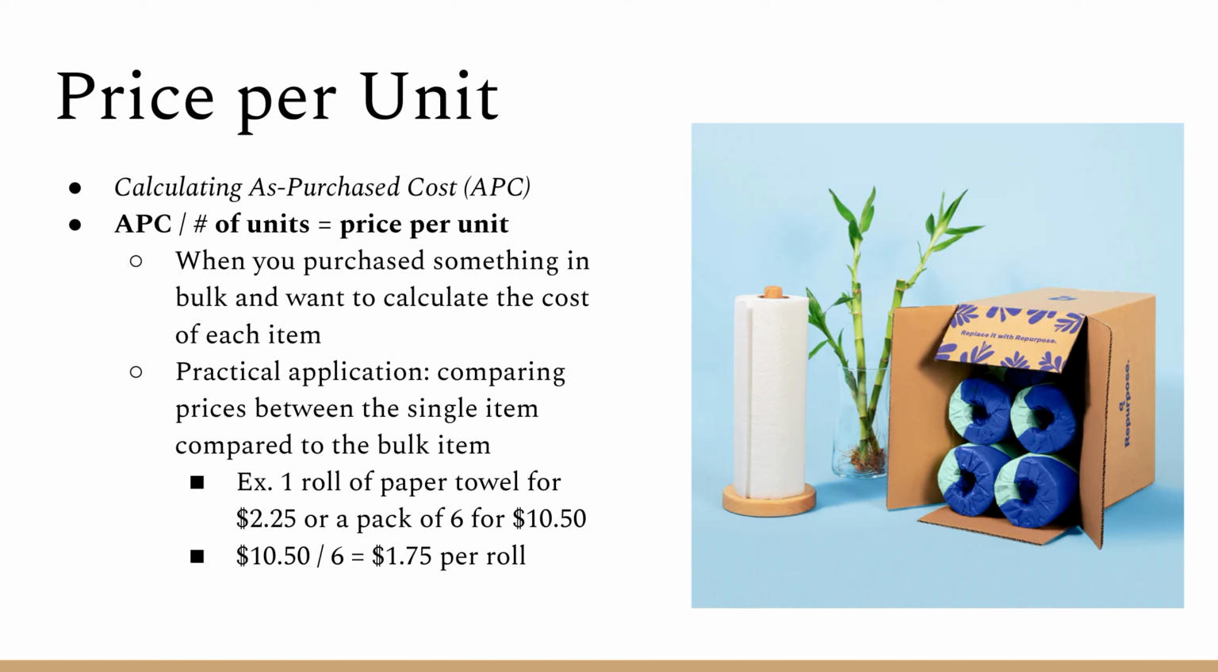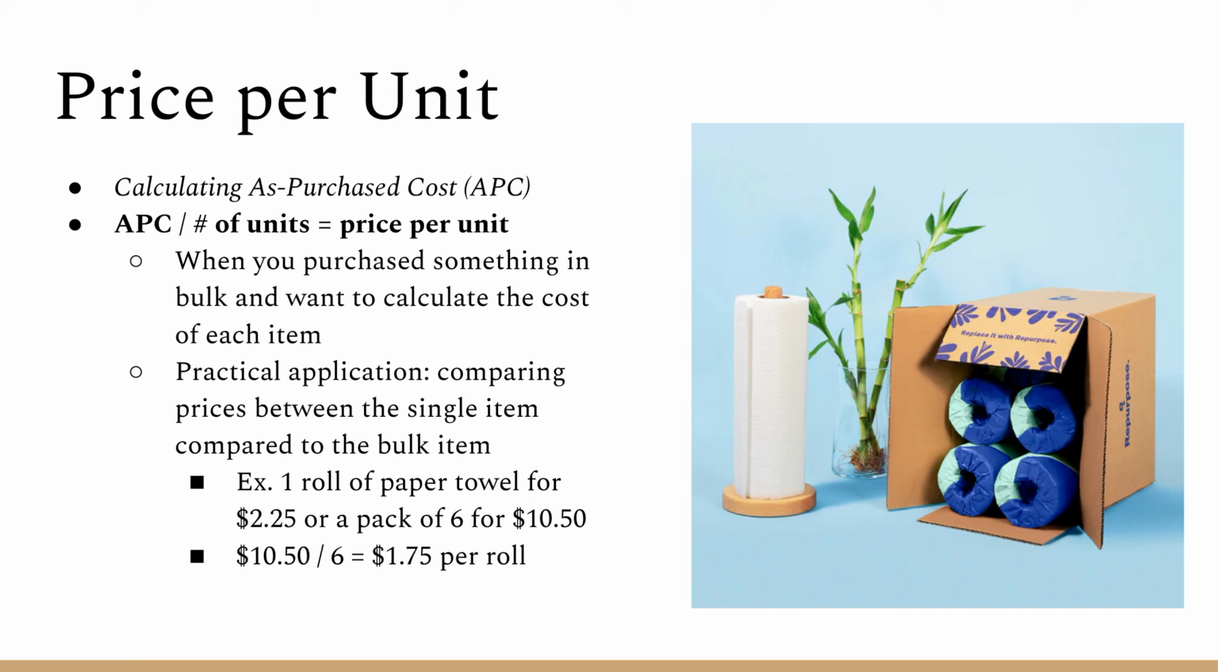Calculating the price per unit, also termed calculating the as purchased cost. So you would take your as purchased cost divided by the number of units in a pack, and that gets you price per unit, or the individual price of a single item. So you would use this when you're purchasing something in bulk and you want to calculate the cost of each item. A practical application here is we could use this technique to compare prices between single items and bulk items.